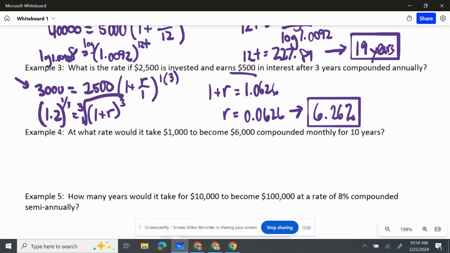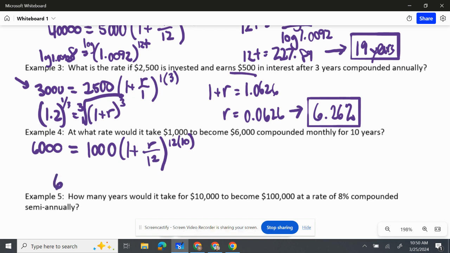For example 4, 6,000 becomes 1,000. Notice there's no adding because we're not adding to it. And then what we have is we have 1 plus our rate. It's monthly, and then we keep the 12 to the 10. So I'm going to take the 6,000 divided by 1,000. That gives me 6. I have the 1 plus r over 12 raised to the 120. Once again, if you don't know where the 120th root is, what I recommend is just raising it to the 1 over 120. That seems to be the easiest for most students.